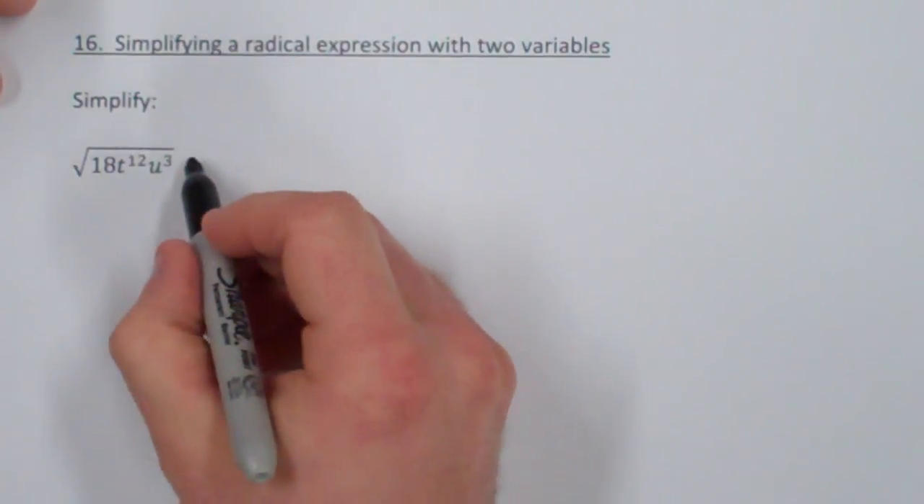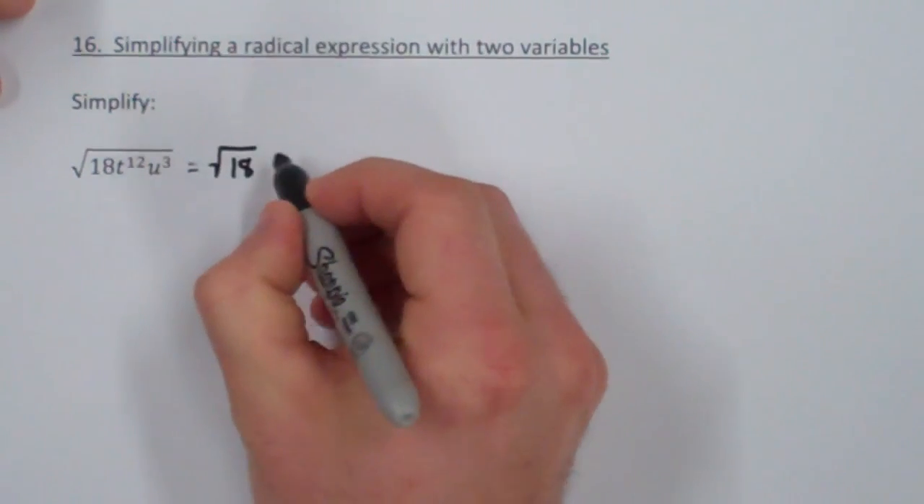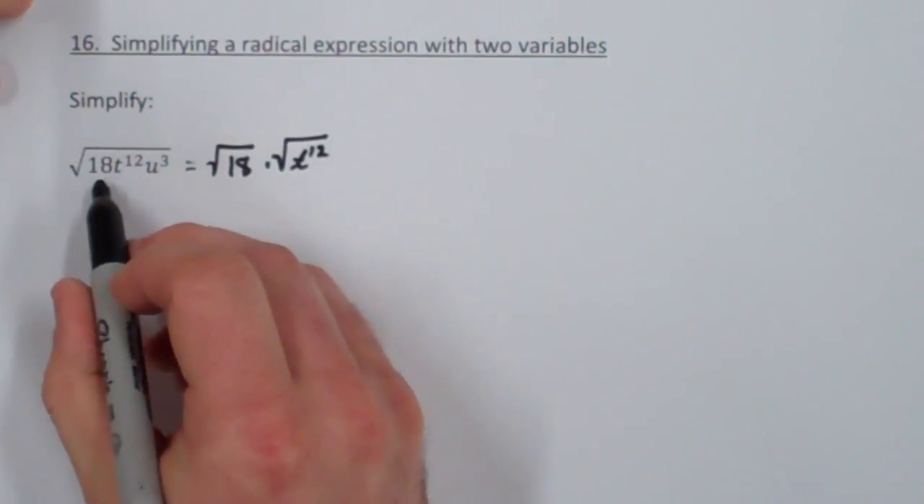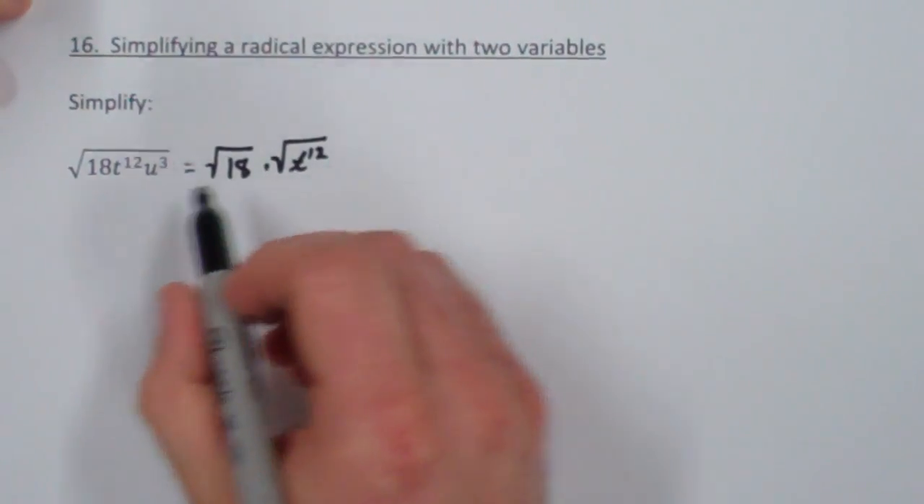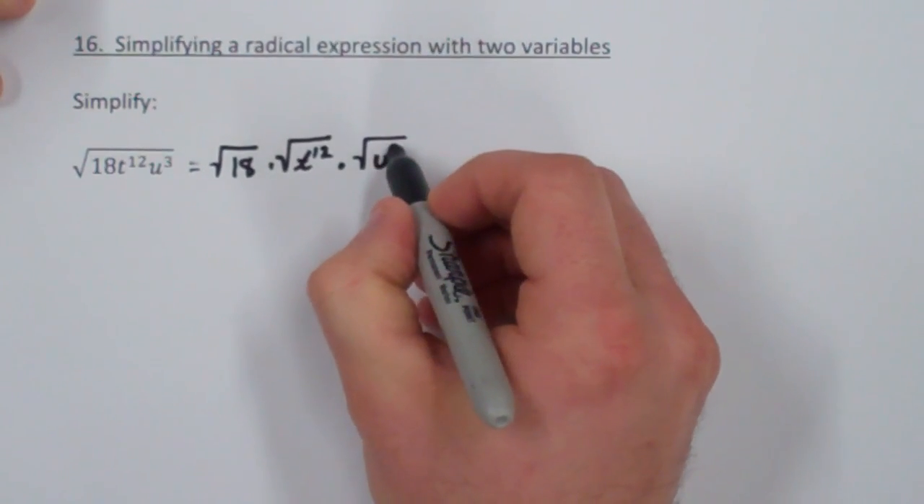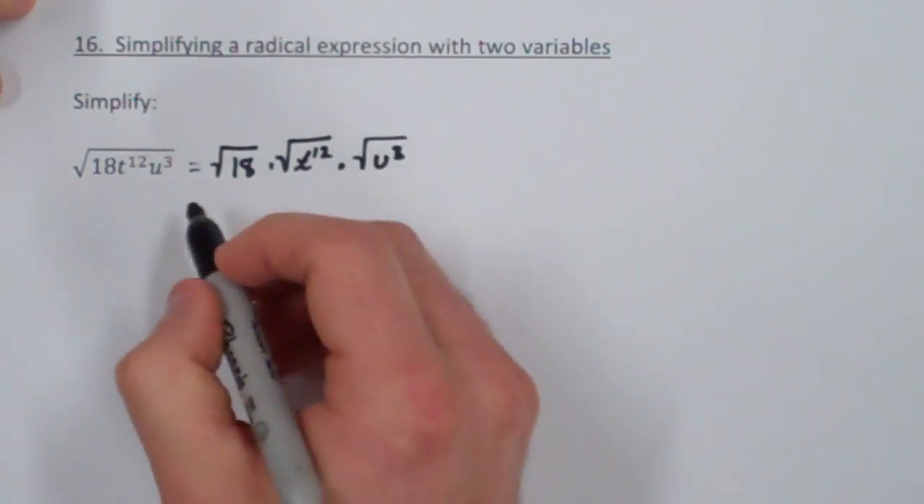And what I like to do to begin with is to go ahead and break everything up into the different factors here. So you can see that the number part of the 18 will be under its own radical sign, the t to the 12th, and then for this one, we've got u to the third power. At this stage of the game, this 18 we need to take care of.